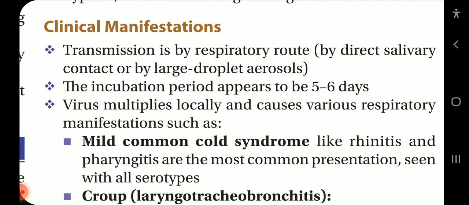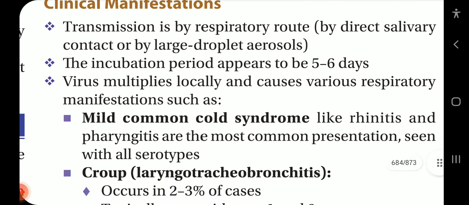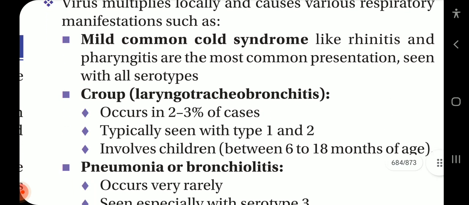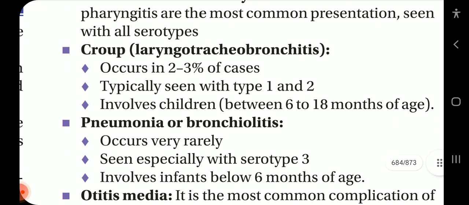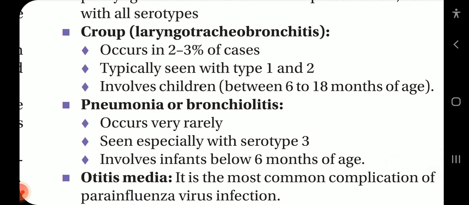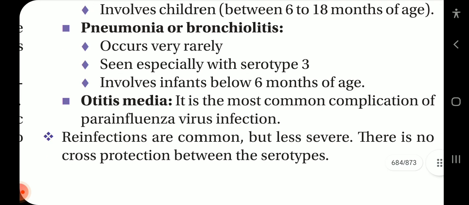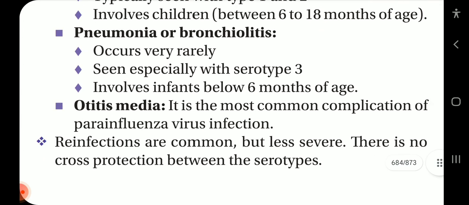Virus multiplies locally and causes various respiratory manifestations. Mild common cold syndrome like rhinitis and pharyngitis are the most common presentation seen with all serotypes. Croup, laryngotracheobronchitis, occurs in 2 to 3% of the cases, typically seen with type 1 and 2, and involves children between 6 to 18 months of age. Pneumonia and bronchiolitis occur very rarely, seen especially with serotype 3, and involve infants below 6 months of age.